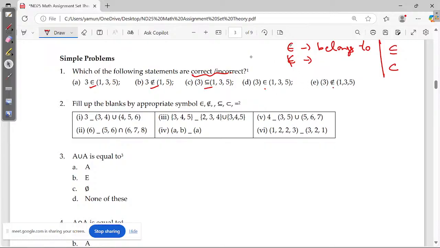And please make a note, whenever we talk about this symbol belongs to, we are talking about the element which is present here, that is, we are talking about the element or the member of the set. Okay.